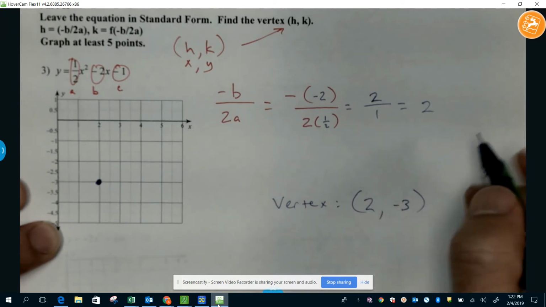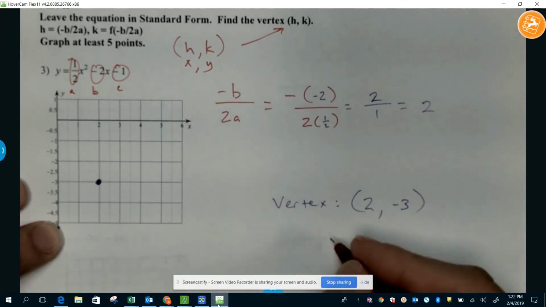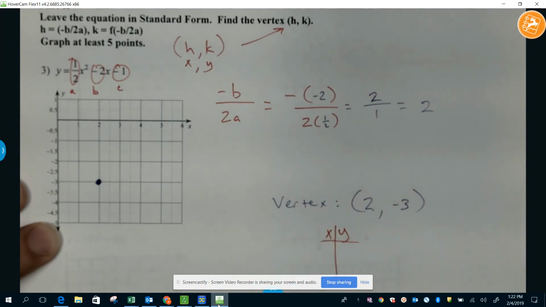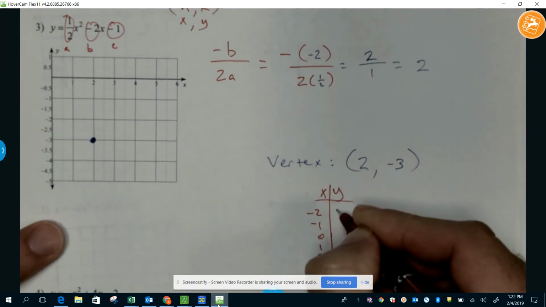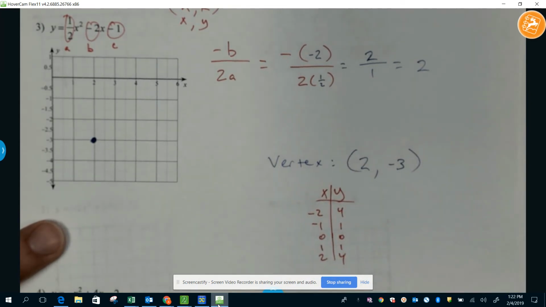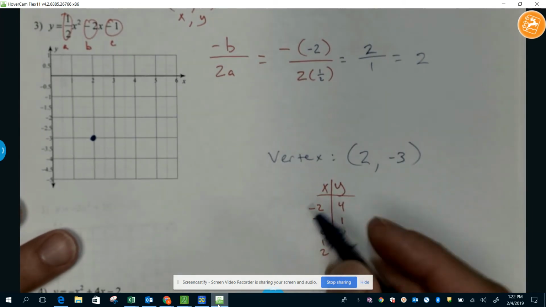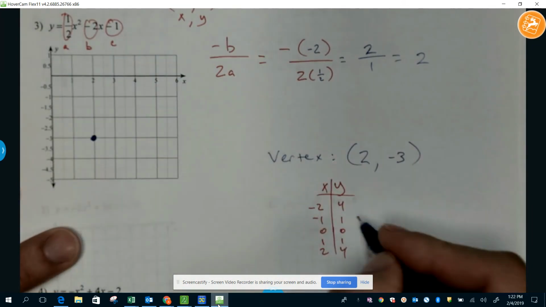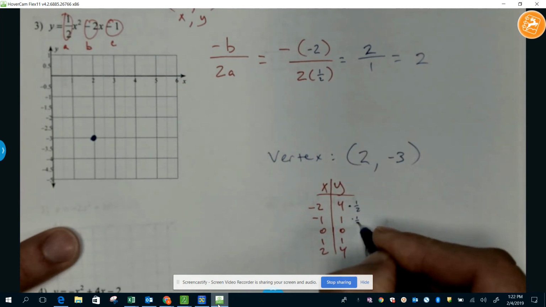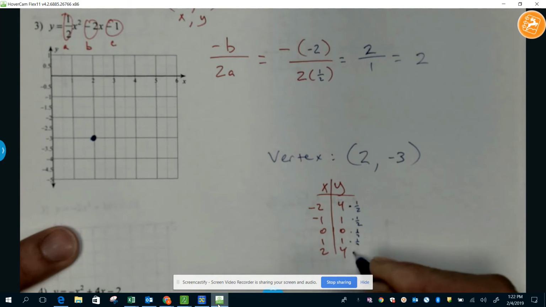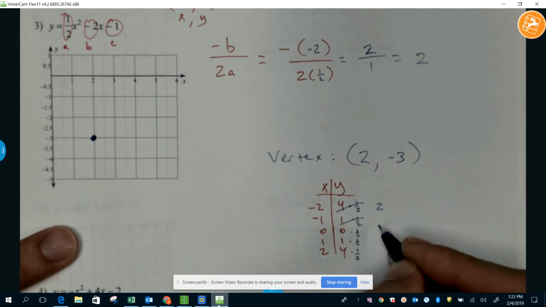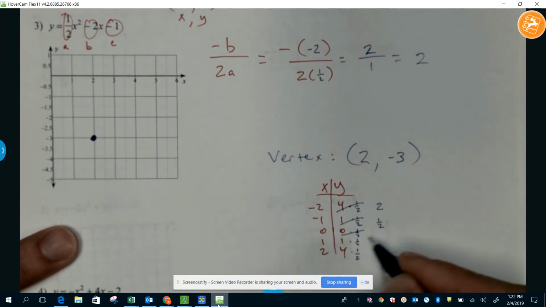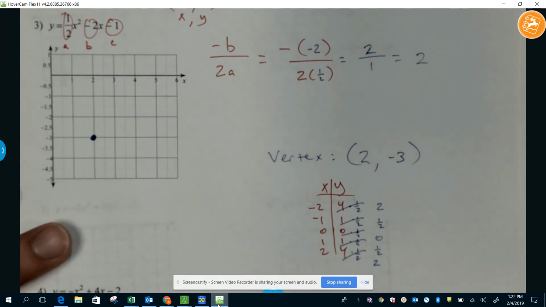Now remember those original x, y values: -2, -1, 0, 1, and 2. It was 4, 1, 0, 1, 4. This time I'm going to multiply by my a value again. My a value here is a half. So if I multiply all these by a half, every y value gets multiplied by a half. So 4 times a half, half of 4, that's 2. 1 times a half, half of 1, that's a half. 0 times a half is 0. 1 times a half is a half. And 4 times a half, half of 4, is 2.